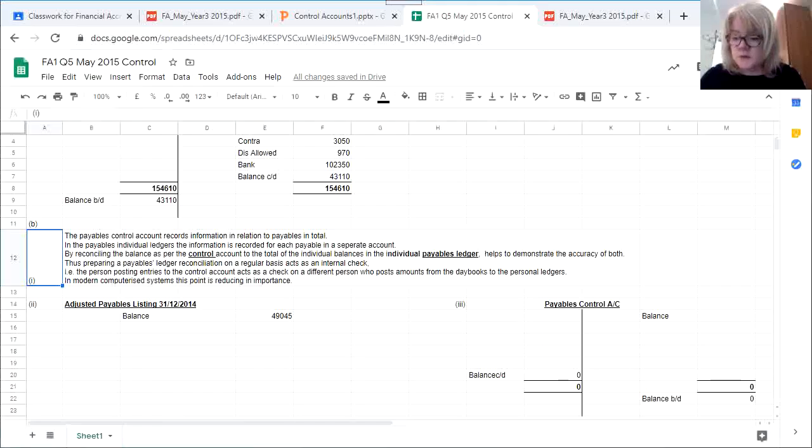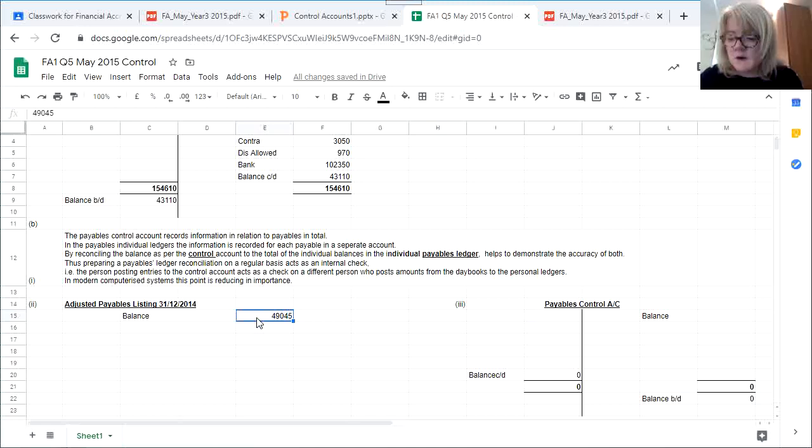So parts 2 and 3 of this question must be read together, where it says, first of all, to prepare the restated balances of the adjusted payables listings as at the 31st of the 12th 2014, and also the next part asks us to prepare the payables control account as at 31st December 2014. So you can set that up as just a listing of adjustments first of all on the one hand, and on the other hand set up a payables control account. So you do the two together and you work through the errors and write them into the relevant books.